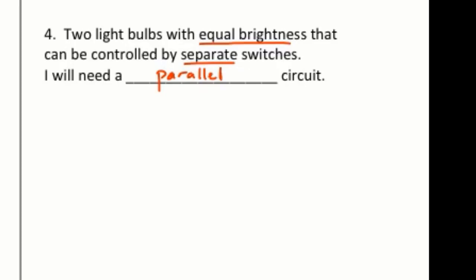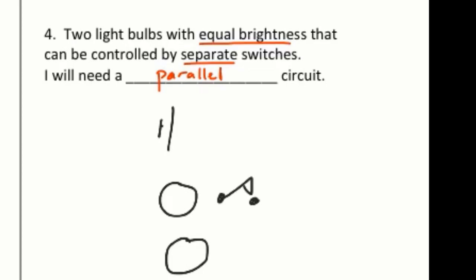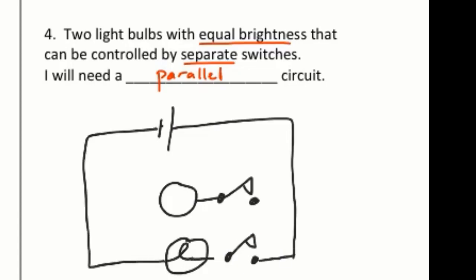So let's draw our power first. Let's just do a single cell this time. That means I'm going to have a light bulb and another light bulb. Okay. I'm going to have a switch in this light bulb's pathway. And I'm going to have a switch in this light bulb's pathway. Now, here's the thing. This is the correct answer here.